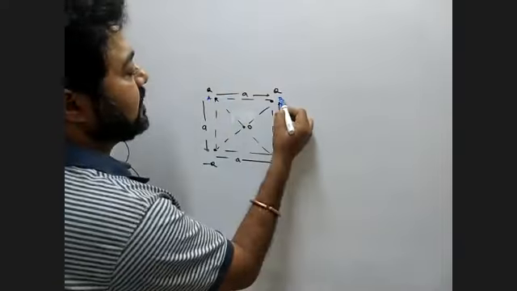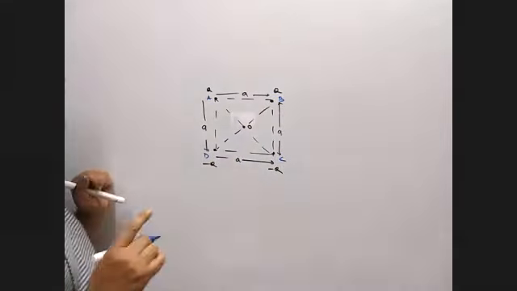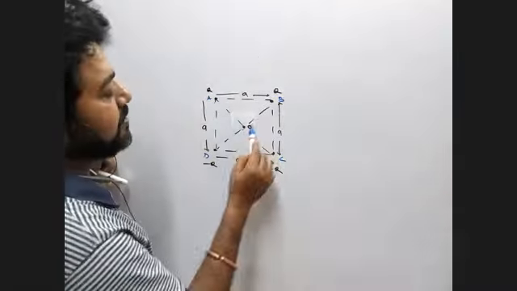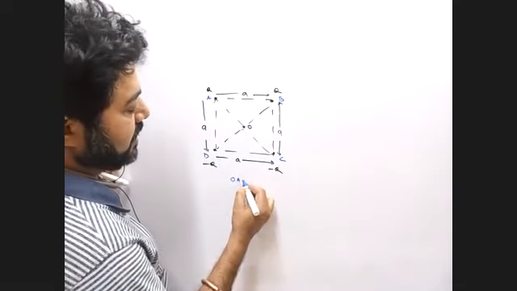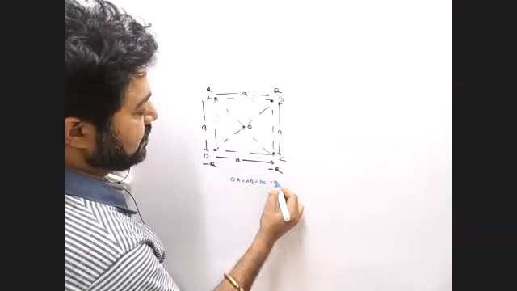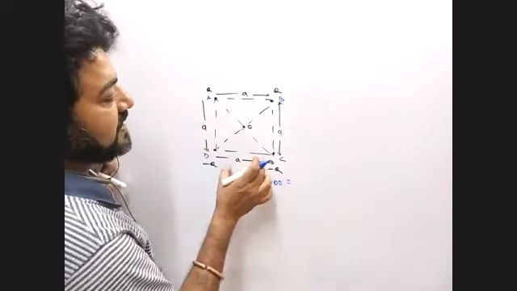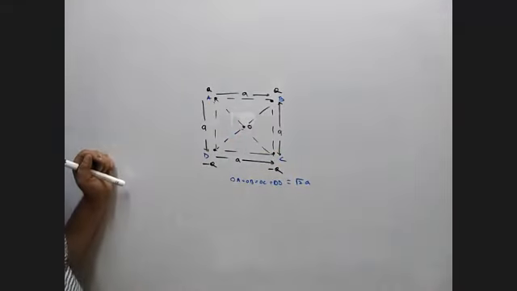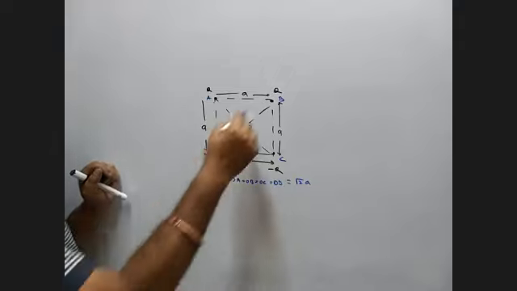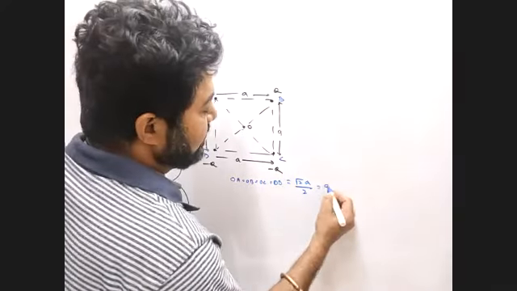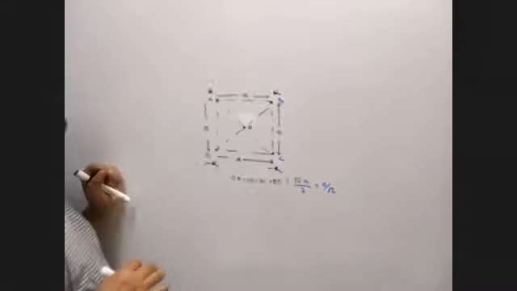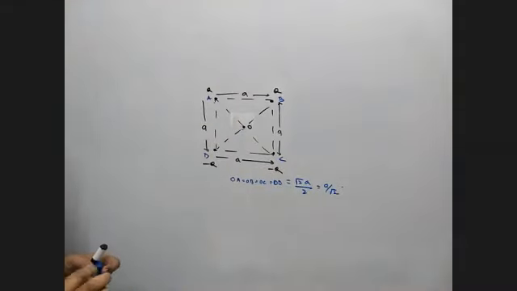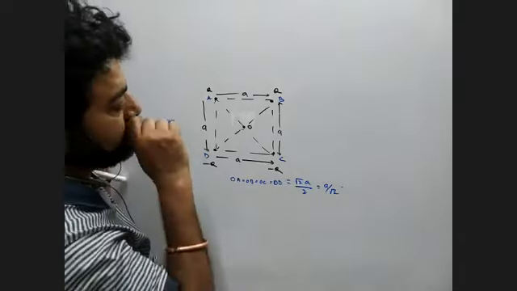Suppose this is A, B, C, D. Our main aim is to first find out OA, OB, OC, OD. So OA, OB, OC, OD is equal to, if this side is a, what about this diagonal? Root 2 A, is it okay? And divided by 2. So what can we write? A by root 2. Am I right? Everyone, am I right?